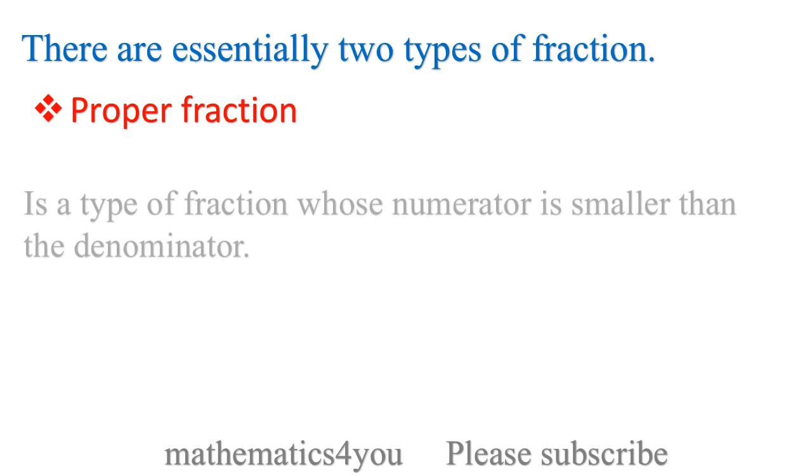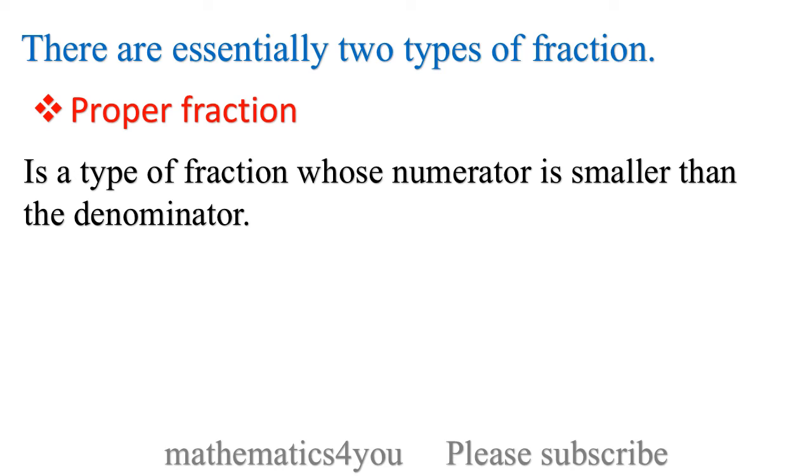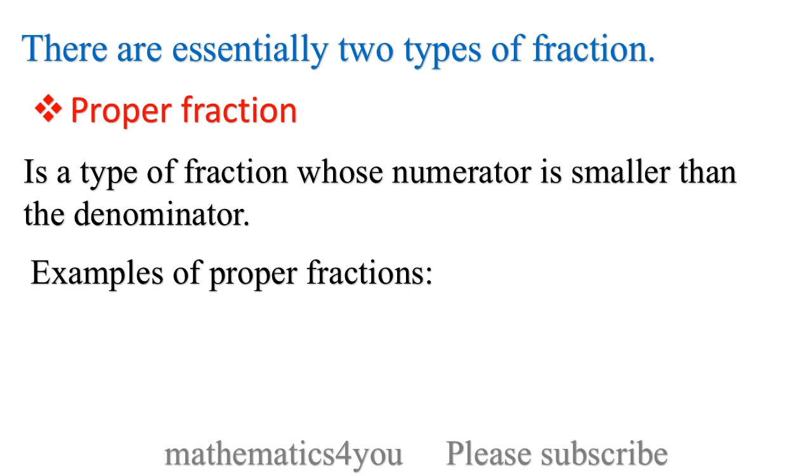So proper fraction is a fraction whose numerator is smaller than the denominator. When you're given a fraction, if the numerator is smaller than the denominator, that particular type of fraction is known as proper fraction. So look at these examples. You have 5 over 6. The numerator is 5, the denominator is 6. So this one is an example of proper fraction. 12 over 25, 4 over 7, they are all examples of proper fraction.